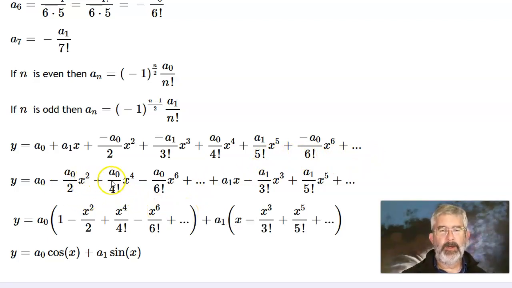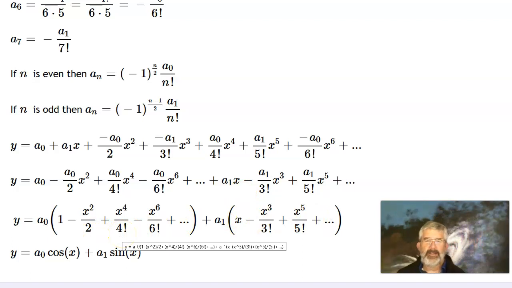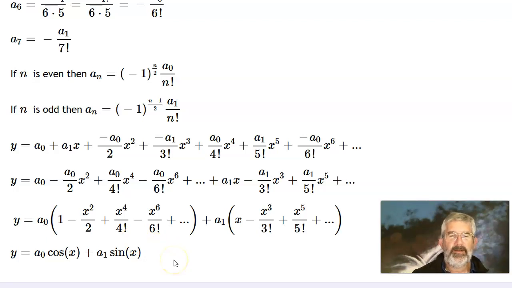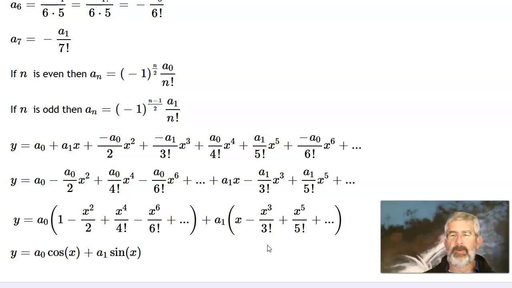So anyway, I'm going to rewrite it so that all of the things with a0 in it come first, and then the stuff with the a1s come afterwards. And then I'm going to factor the a0 out of those and factor the a1 out of these. And what I see is that the stuff times a0 looks just like the Taylor series for cosine, and the stuff times a1 looks just like the Taylor series for sine. And so I get that y equals a0 cos x plus a1 sine x.